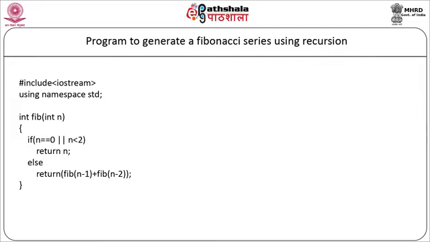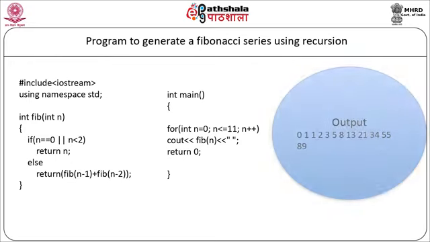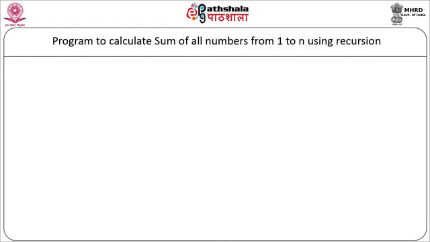We will start with the main program, integer main. For integer n is equal to 0, n less than 11, n plus plus, cout fib of n, return 0. Now here it is going to print the 11 terms of the Fibonacci series. Now when the above code is compiled and executed, the terms of the Fibonacci series will be displayed on the screen as 0, 1, 1, 2, 3, 5, 8, 13, 21, 34, 55, 89. Now let us see a program to calculate the sum of all numbers 1 to n using recursion.